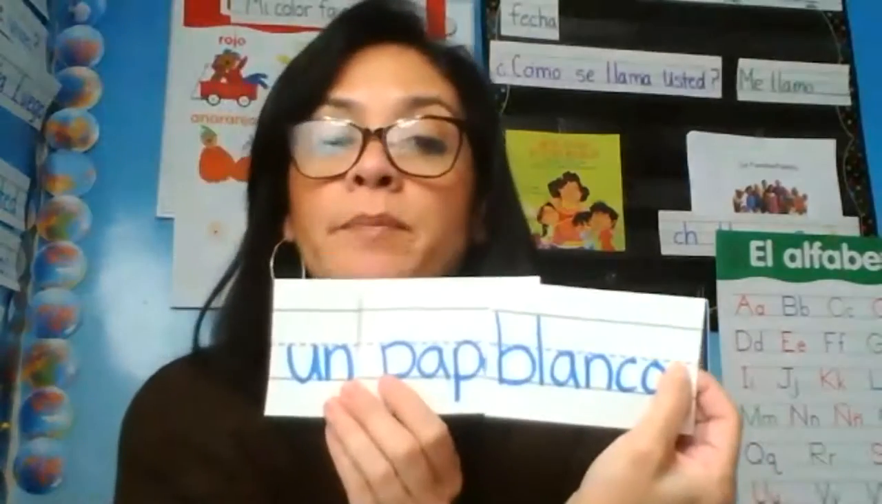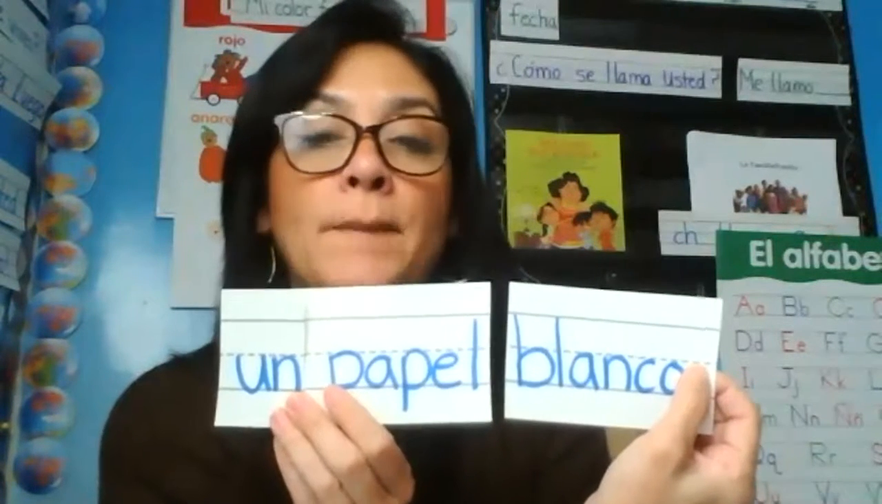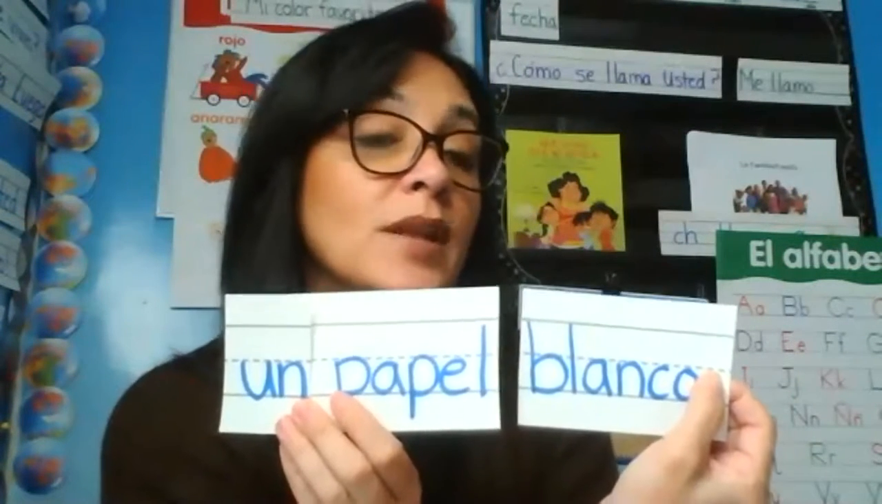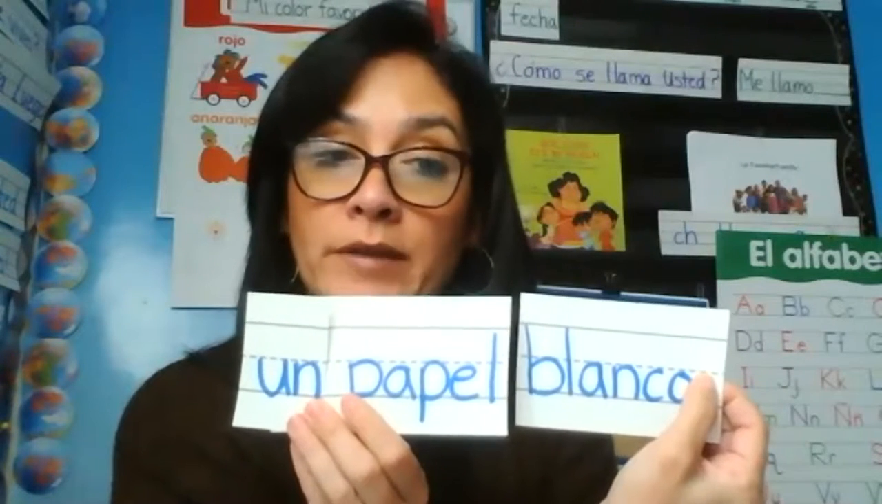If I wanted to say a white paper, I would say, let's see if I can get this correct here, un papel blanco. Repite, un papel blanco. We put the color after the noun that we're describing.